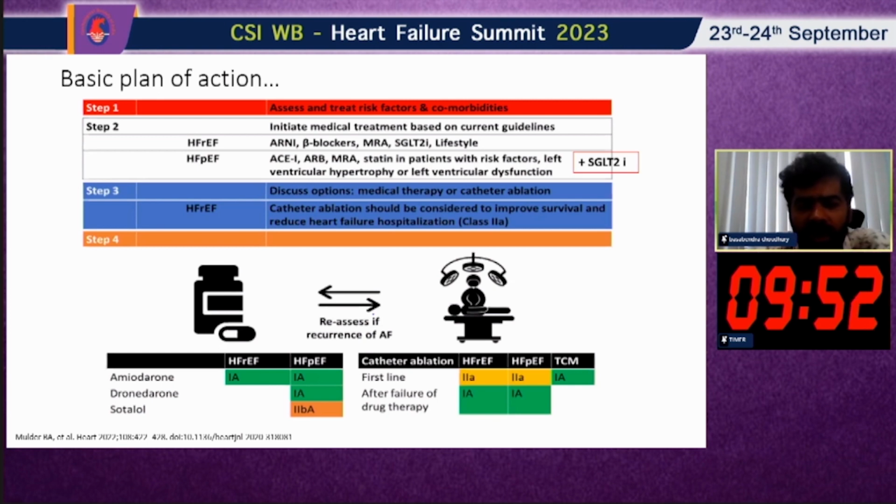Now, if the patient is still symptomatic and has symptomatic atrial fibrillation, next we have to discuss whether to keep the patient on medical therapy or we should go for catheter ablation.